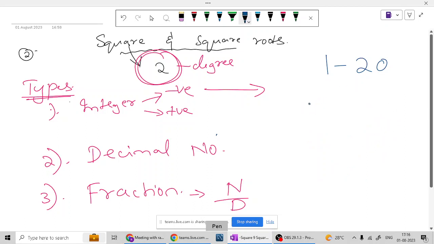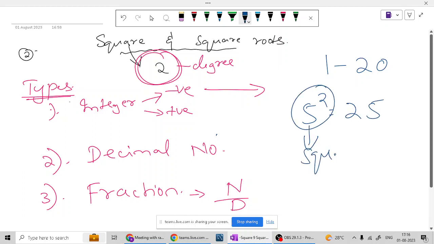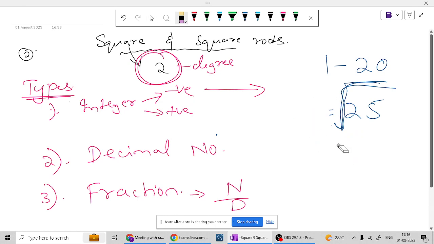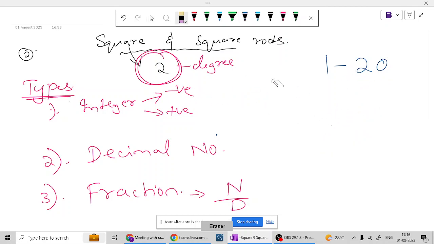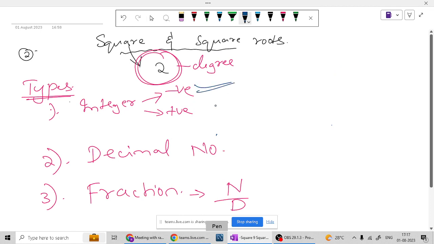Okay, sir. So 5 square is 25. So this is square. Just the opposite of that: when you want to find the square root, just the opposite is square root. So what is the square root of 25? 5, yes, sir. Okay, practice these values. Fine. Positive is done, negative is done. Positive value, negative value. Next we have decimals.